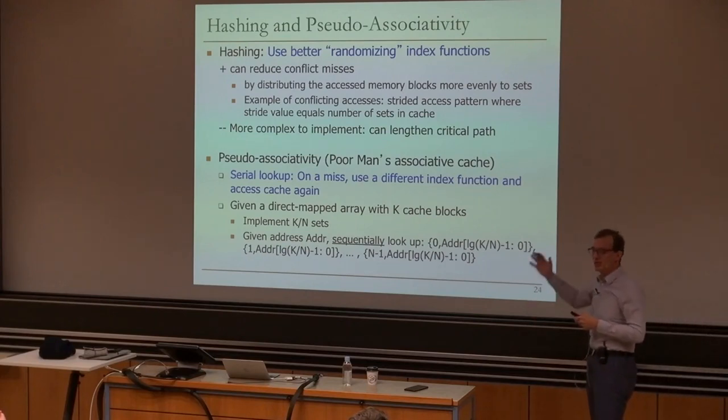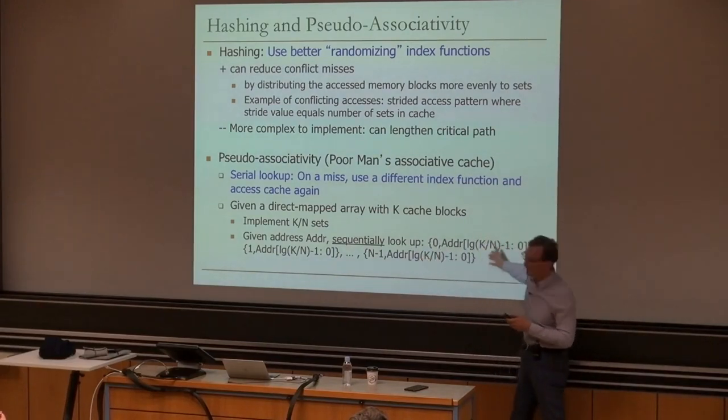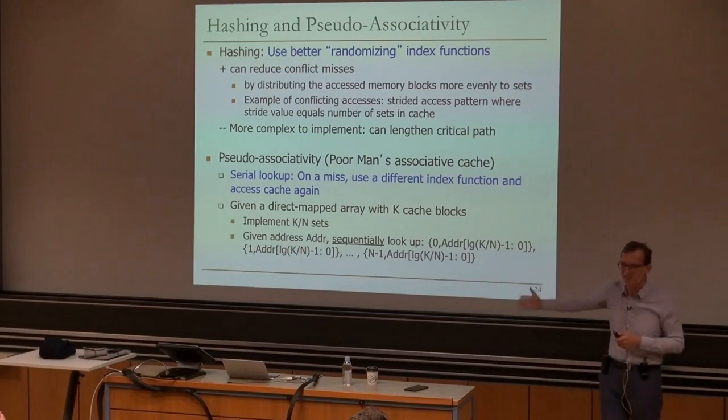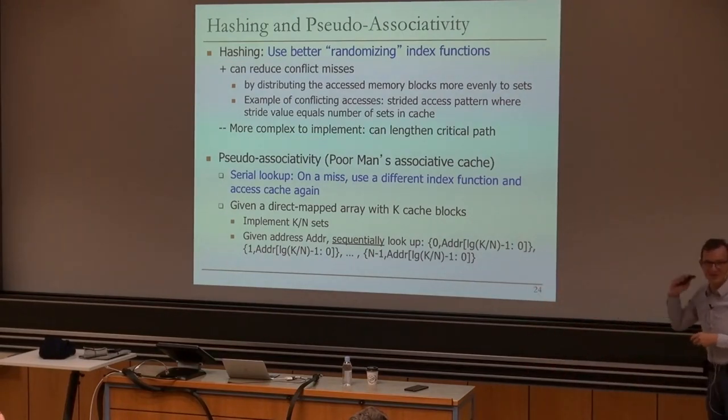But you can also make it 2-way associative. You can also make it 4-way associative. You can make it 8-way associative, basically, by doing this. And I'm not going to go through this because it's simple. This basically says how you do the indexing function without randomization. Of course, once you combine these ideas, you need to be more careful.